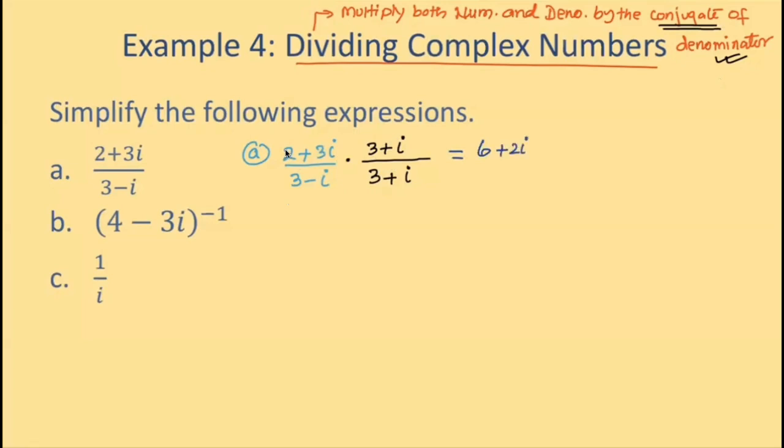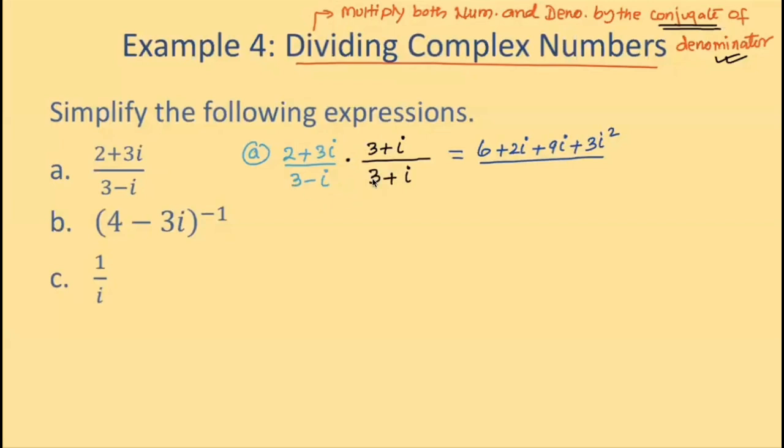Because first we multiply by 2. 2 times 3, 6. 2 times i, 2i. Then you multiply by 3i. 3i times 3, that is 9i. And then 3i times i, that is 3i squared. We multiply the numerator. Similarly, you have to multiply the denominator.